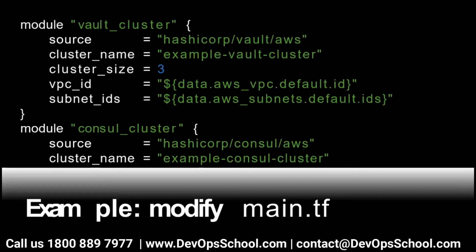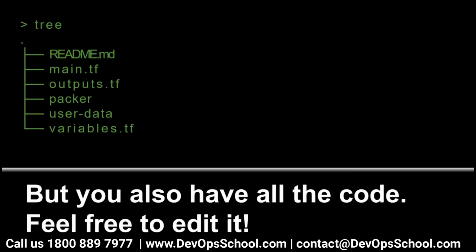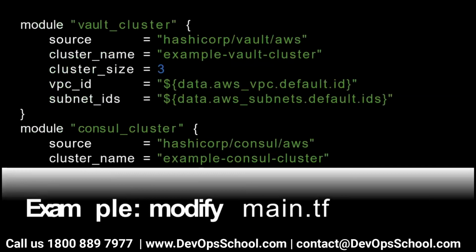HashiCorp Vault AWS, HashiCorp Consul AWS. Look at this. That means in my directory, there are two subdirectories, HashiCorp Vault AWS and HashiCorp Consul AWS. And that's where this AWS Vault and Consul code is located. How do I call it from the main directory, the main root module, which I was talking about? In the root module, typically, you know what? We don't write any resource code actually. We just call the modules.